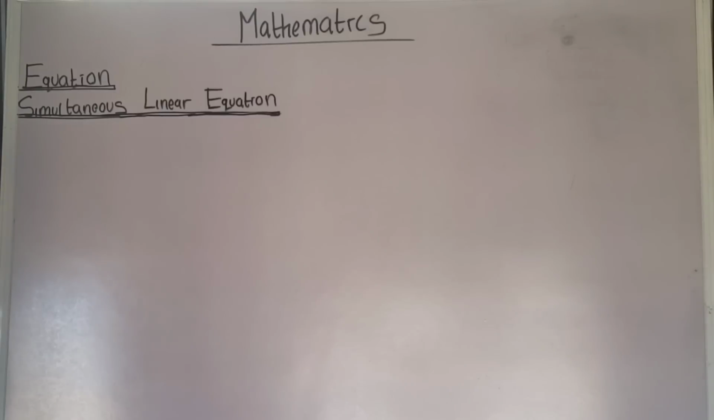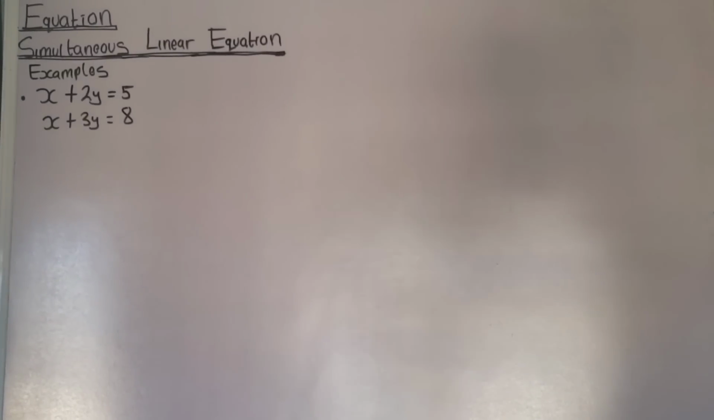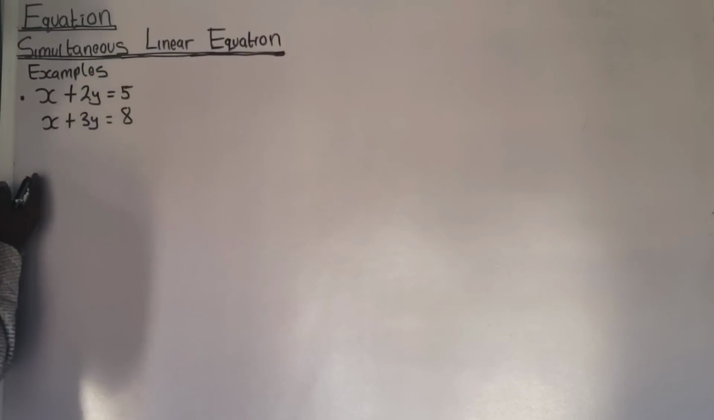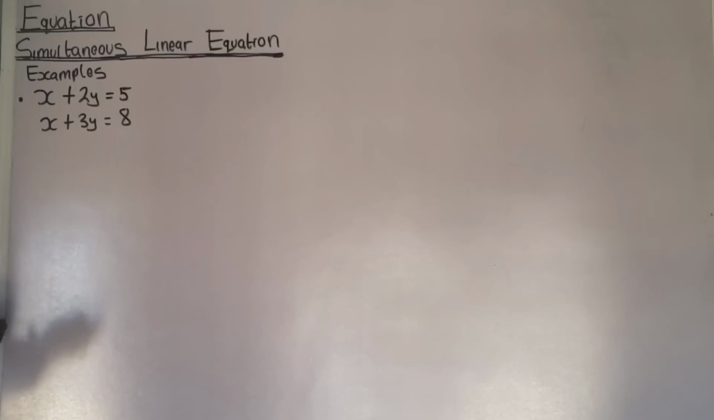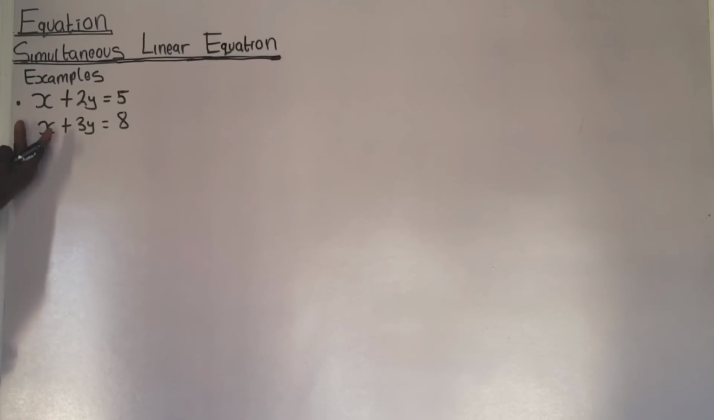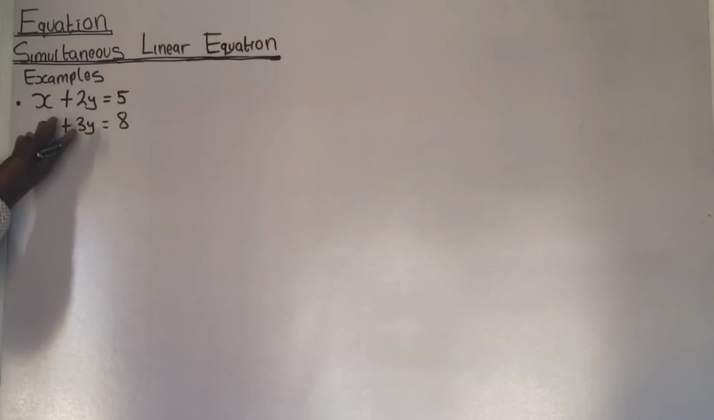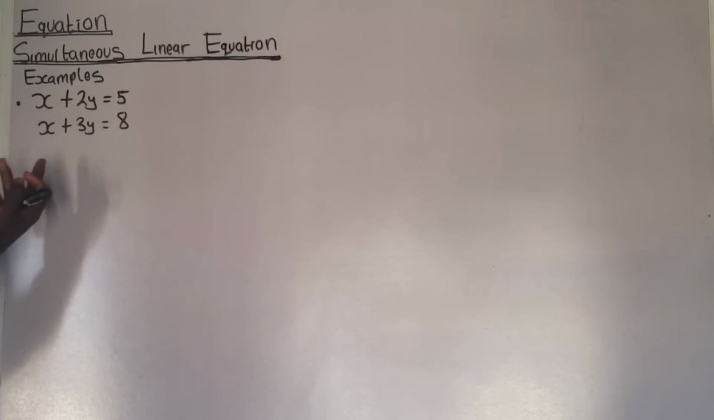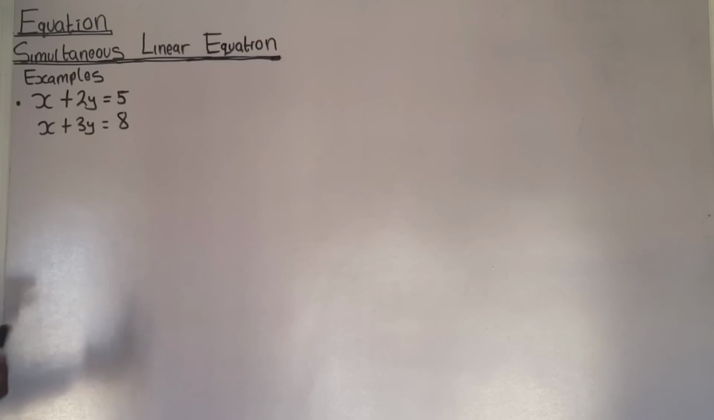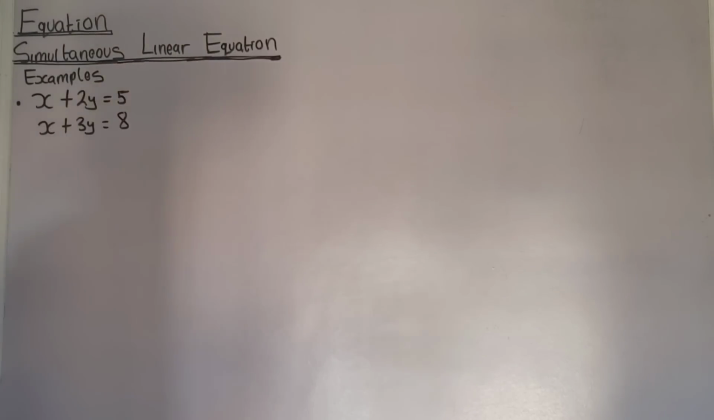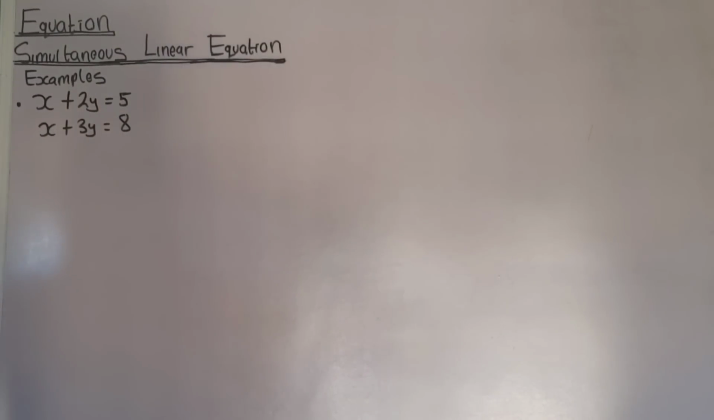Now we are going to start with the elimination method. Please, I want you to pay attention. Here we have example 1. We are asked to solve for the value of x and y. You can see that we have two unknowns. This is a pair of equations with two unknowns. That is why we call it simultaneous linear equations, linear in the sense that the highest power of the unknown is 1. Now how do we solve this using the elimination method?